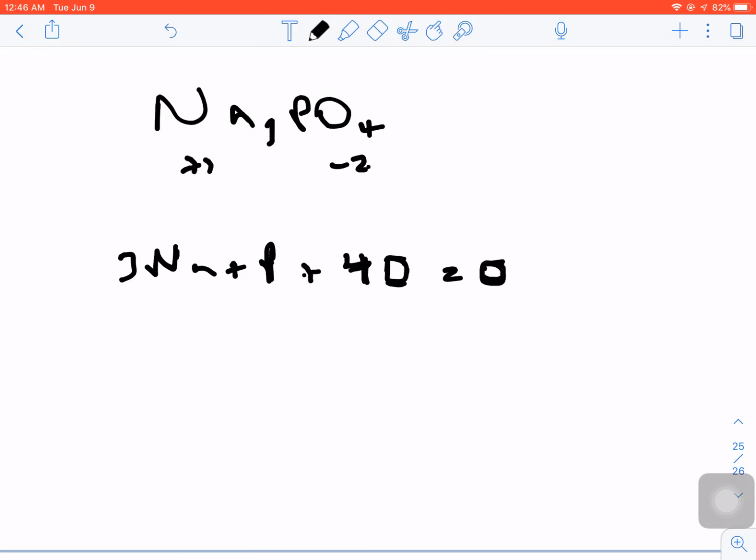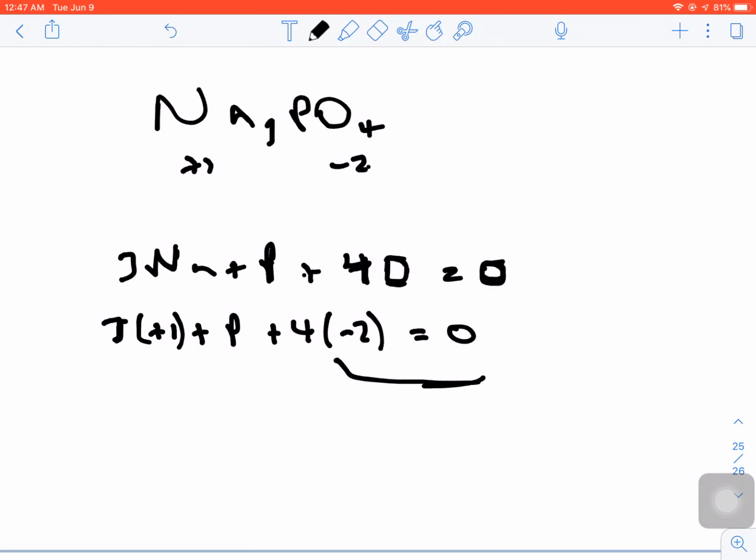The sodiums are +1. Phosphorus I haven't figured out yet. Oxygen's always -2. So I'm going to take my 4 times -2 here, which is -8. I'm going to bring that across to the other side as +8.